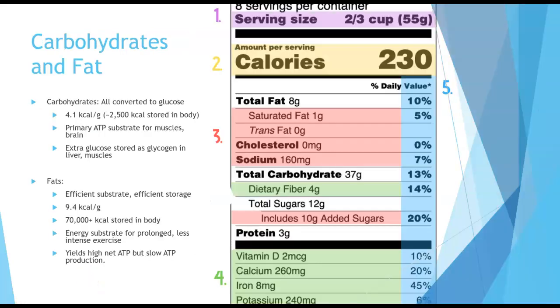All right, so carbohydrates and fats, what are they doing for us? Carbohydrates are all converted to glucose. They are going to be stored as glycogen if we have extra in the liver and the muscles. Okay. Glucose is just floating around in our bloodstream. Okay. And we are reaching out trying to grab a glucose molecule in order to do work, right?